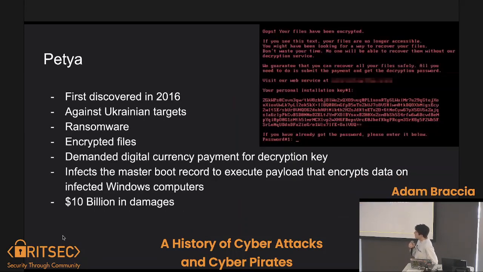The next malware used against those computers that didn't update from EternalBlue was Petya. This was used against Ukrainian targets. It was a ransomware that encrypted files. It demanded digital currency payment for the decryption key. It's basically similar to WannaCry, but slightly different. It infected the master boot record to execute a payload that encrypts data on those infected Windows computers. And it caused $10 billion in damages.